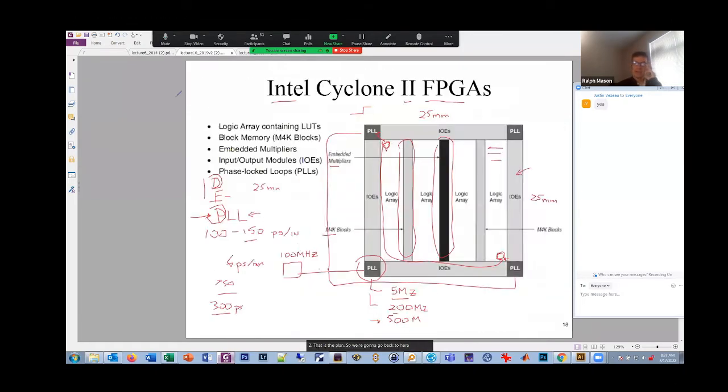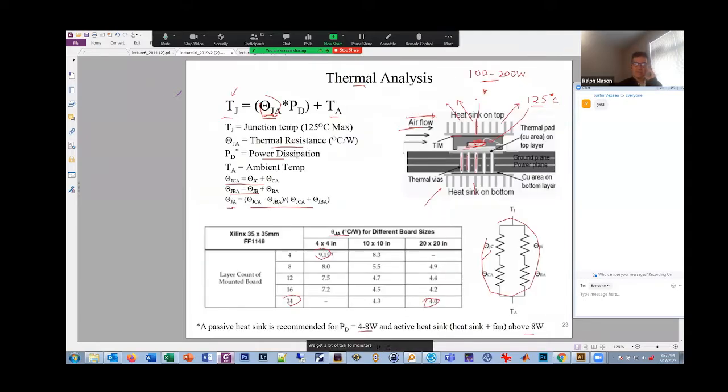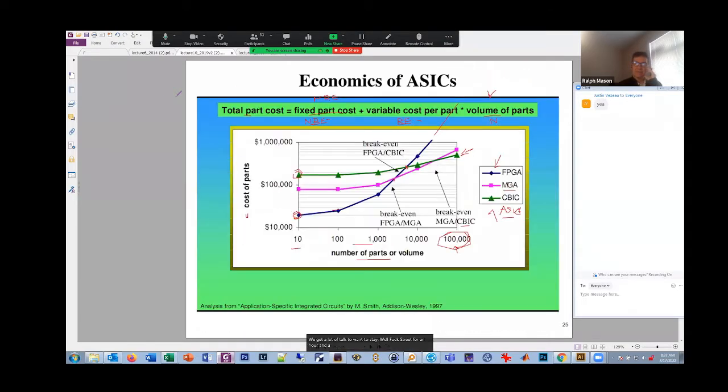We did a lot of talking last day. Wow. Talked straight for an hour and a half. But we covered a lot of stuff. So I think this is where we ended up. We talked about the whole idea of non-recurring engineering, recurring engineering, and how if you have a lot of parts, it's better to do an ASIC. If you only have a few parts, it's better to do an FPGA.